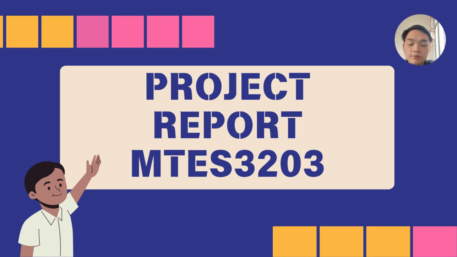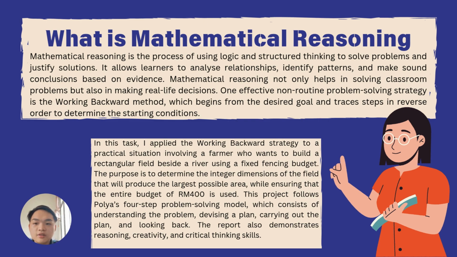So today I will present my project report for the course MTES 3203. As an intro, I will explain what is mathematical reasoning. Mathematical reasoning is the process of using logic and structured thinking to solve problems and justify solutions. It allows learners to analyze relationships, identify patterns, and make sound conclusions based on evidence. Mathematical reasoning not only helps in solving classroom problems but also in making real life decisions.